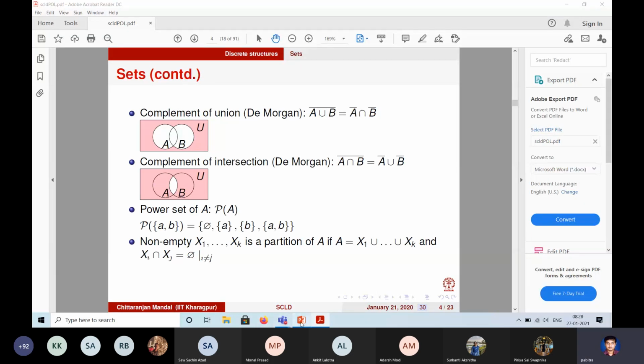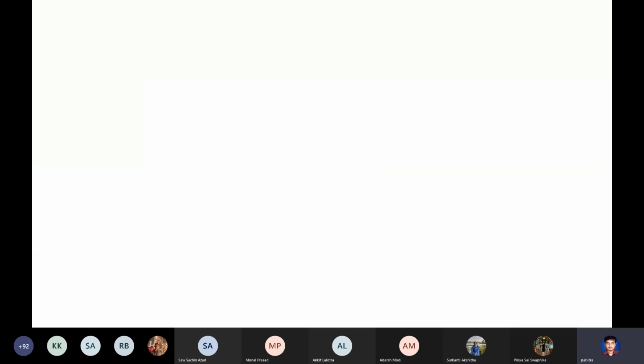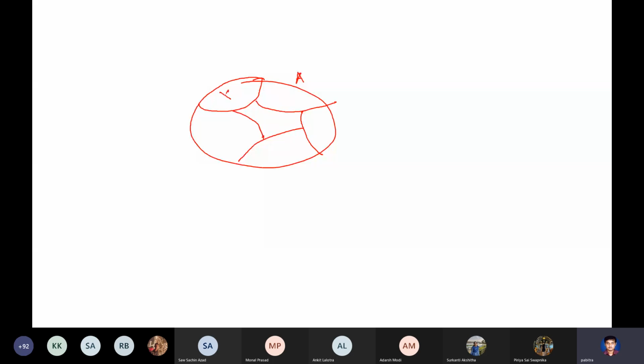I think this is also clear to you, but let me draw a diagram just to explain. Maybe you remember all this, but I'm not sure what you remember. Okay, so let's say this is the set A. I'm drawing a number of subsets of A and I'm calling them x1, x2, x3, x4, x5, and x6.